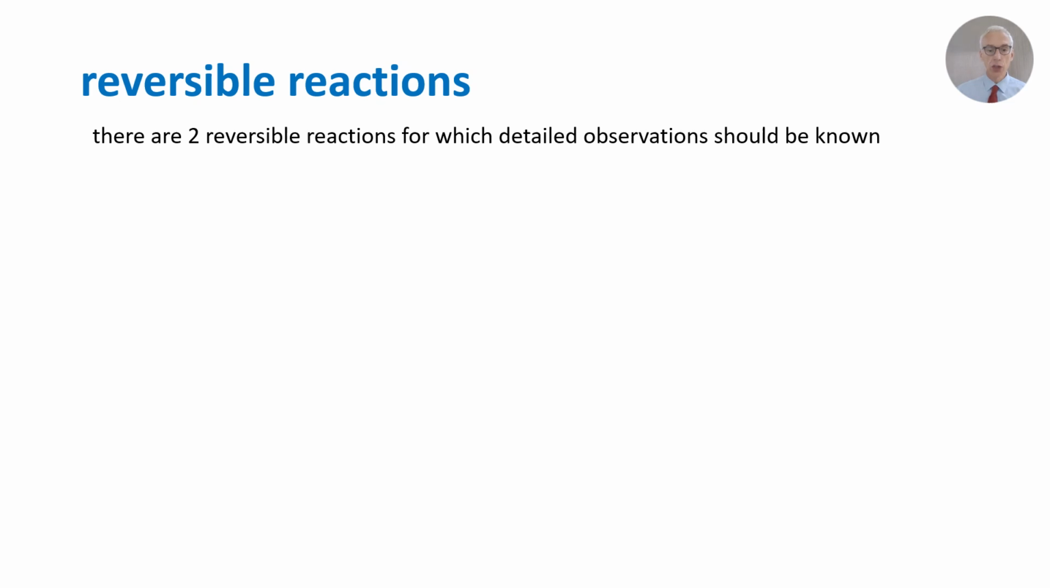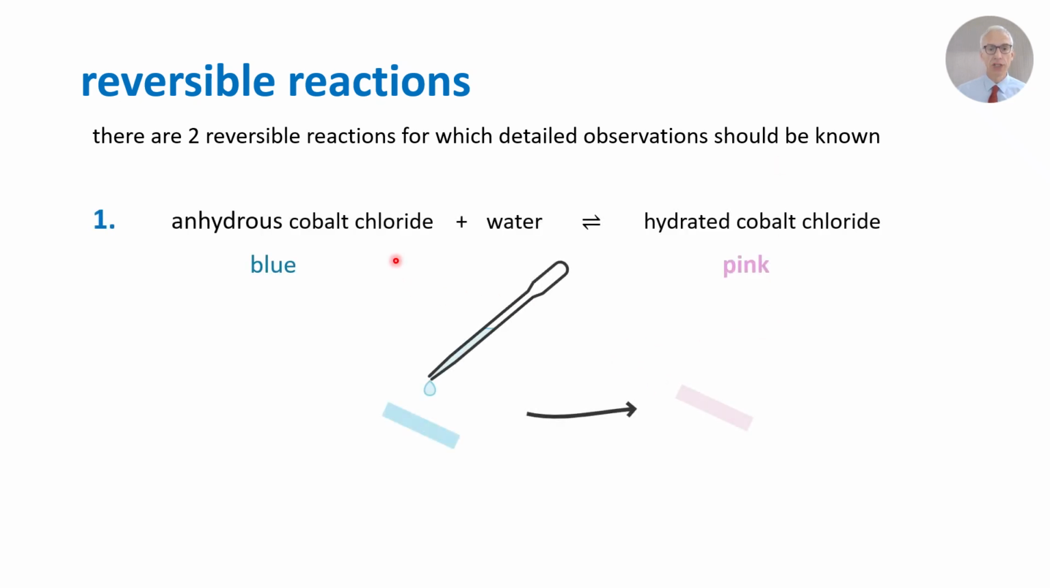There are 2 reversible reactions you are expected to recall the laboratory details of. The first one is the reaction of anhydrous cobalt chloride, which is blue, with water to form hydrated cobalt chloride, which is pink. So you have probably met cobalt chloride as a cobalt chloride paper. So cobalt chloride paper and water turns pink. Now, this is reversible.